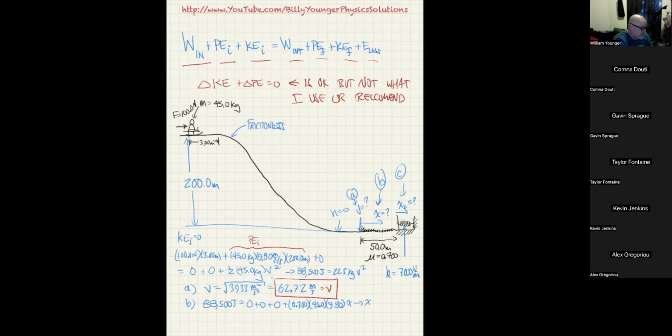So I take the 88,500 and I'm going to divide by parenthesis 0.7 times 45 times 9.8. And that's going to give me, in fact, 286.7 meters.